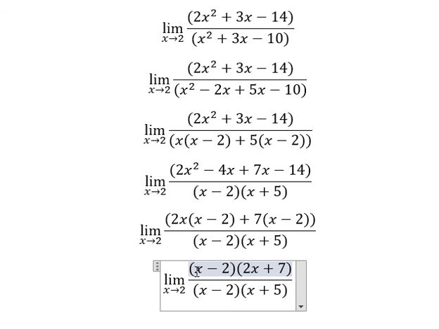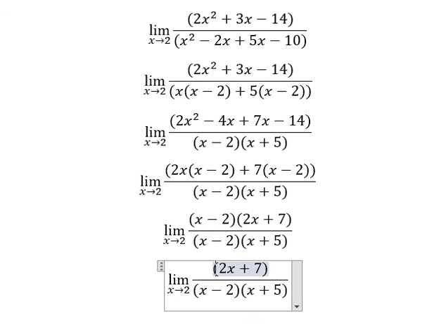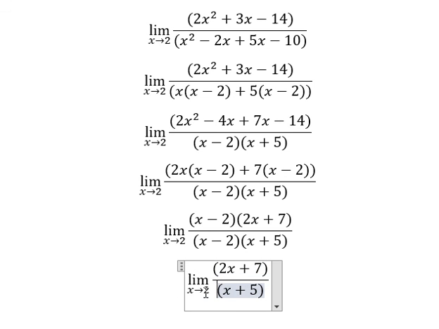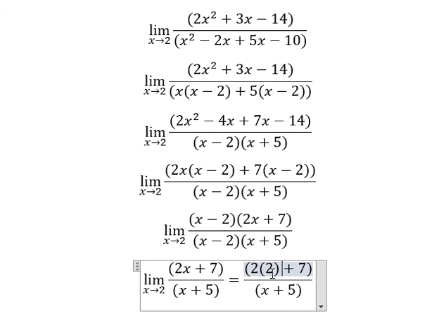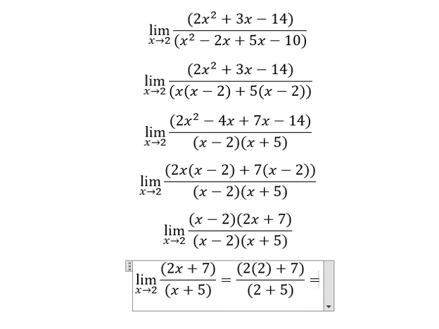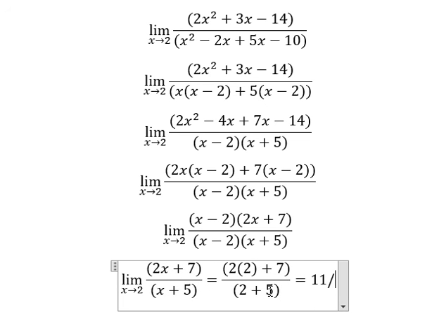Now we simplify s minus 2 on numerator and denominator. And now I can put number 2 on here and here. We have 4 plus 7, you got 11. This one you got 7.